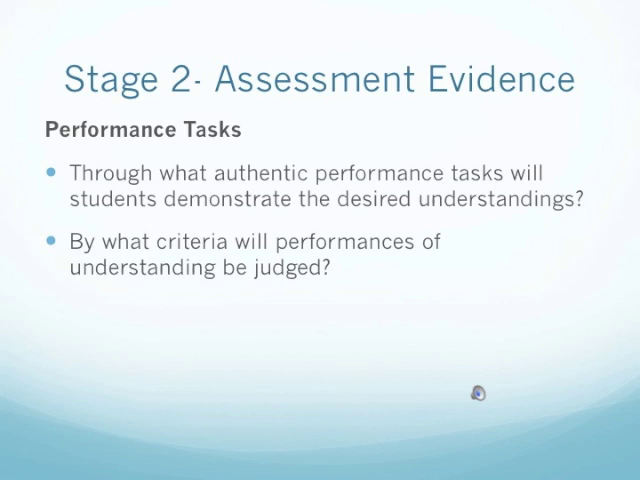Moving along into stage 2, the evaluation. This is a demonstration of the student's understanding. Wiggins and McTighe wrote a book, Understanding by Design. In it, they identify the 6 facets of understanding. They say the student will truly understand the content when they can explain, they can interpret, they can apply, they have perspective, they can empathize and have self-knowledge.